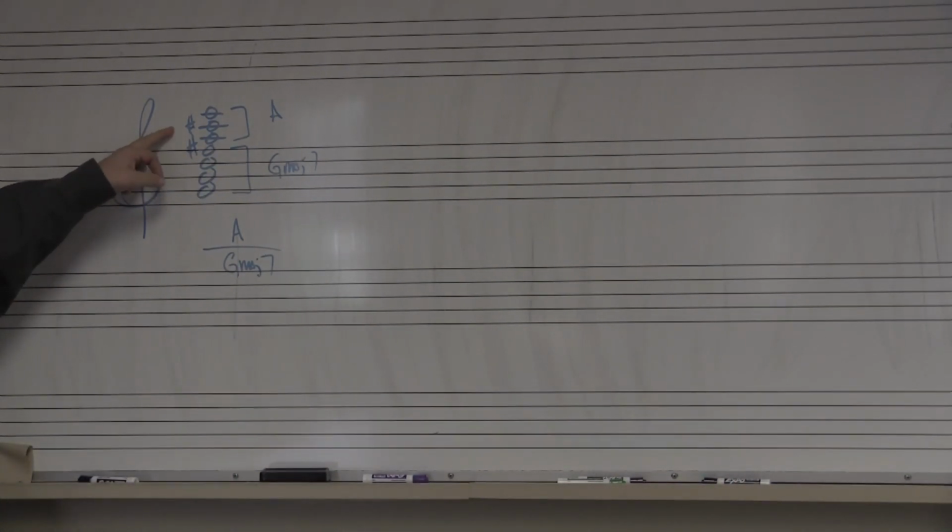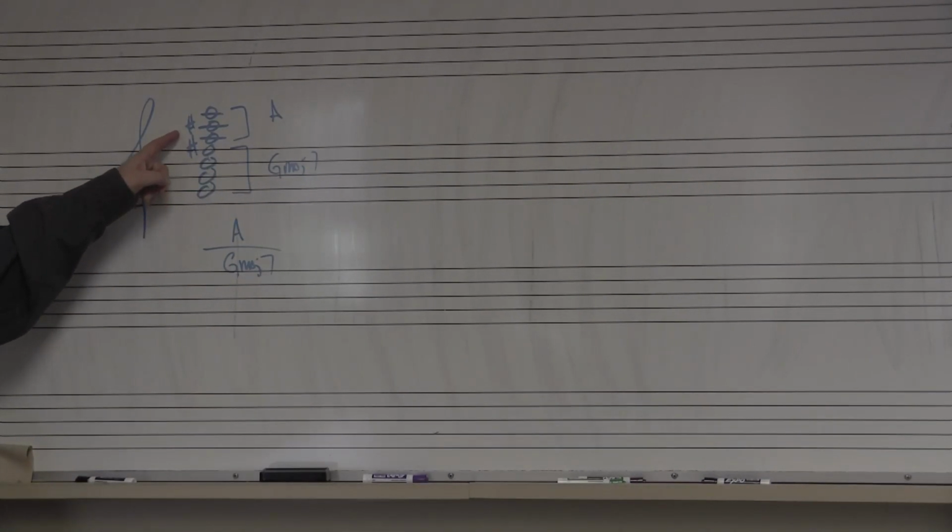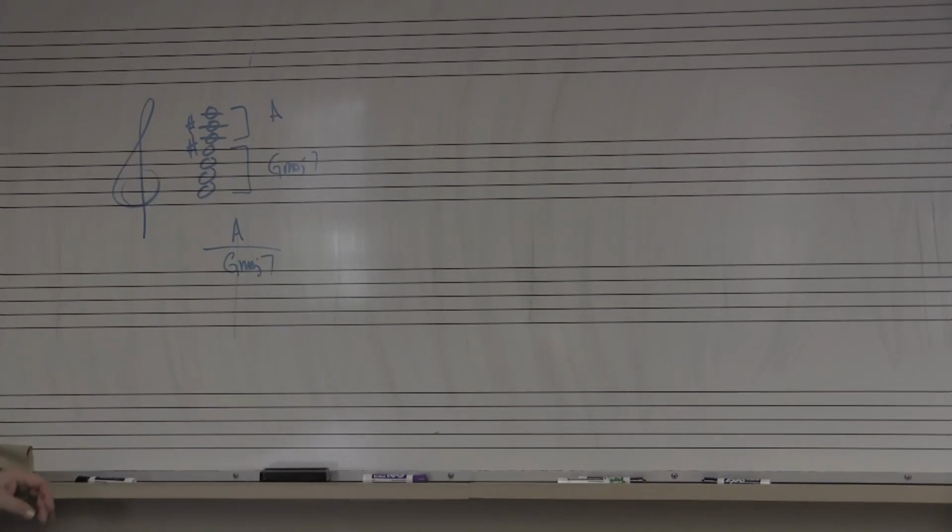Well, wait, this has a C sharp in it. That's the 13. C sharp is 1, 3, 5, 7, 9. Ooh, sharp 11, right? And why do we have that sharp 11, Jeannie?